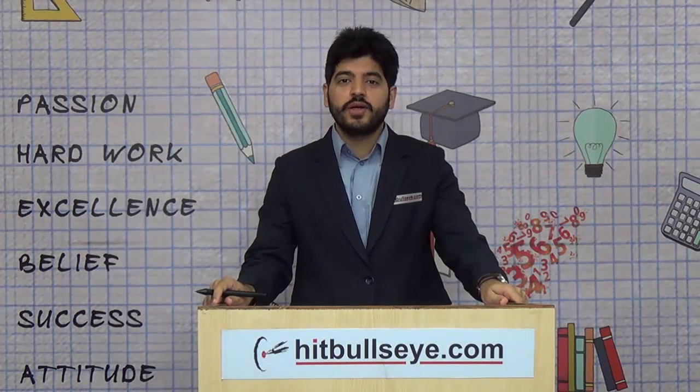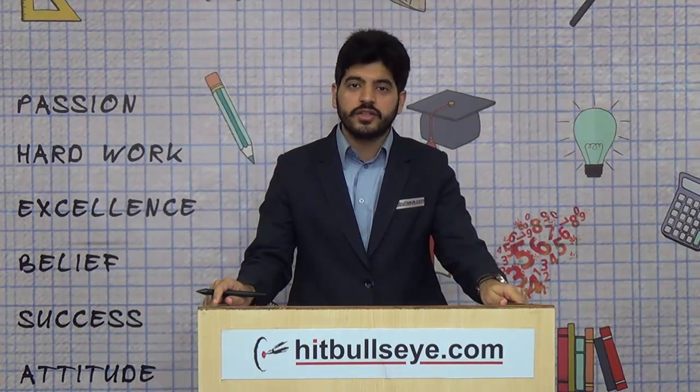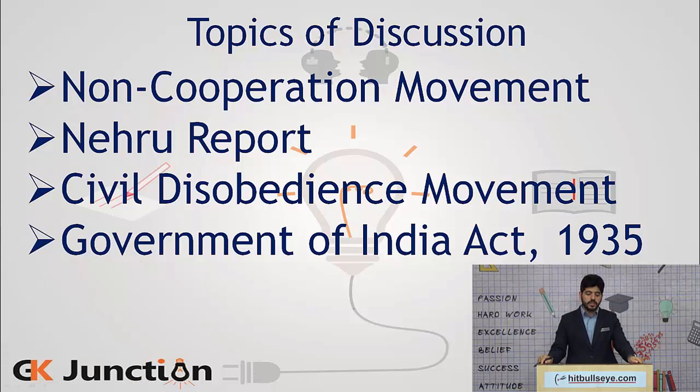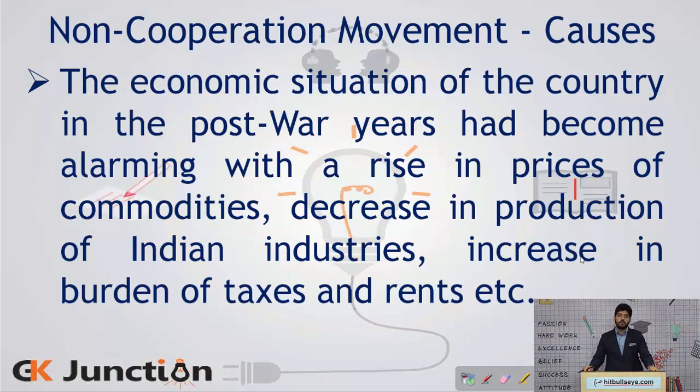In our previous video lectures, we had discussed modern Indian history. The topics for today's discussion would be, firstly, the non-cooperation movement, secondly, the Nehru Report, the civil disobedience movement, and lastly, the Government of India Act 1935. We have to keep in mind these are all the events that happened during the intervening period of about 1920s till 1940s. So, starting with the first topic of today, that is the non-cooperation movement.